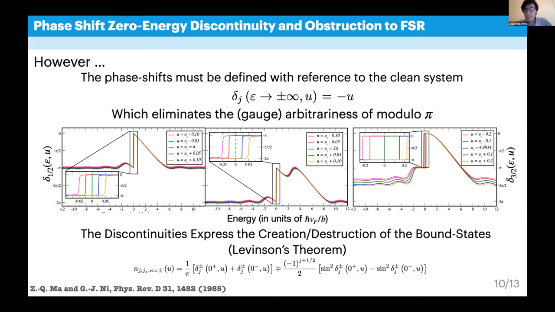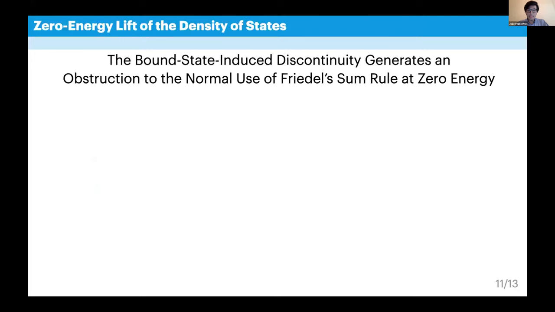And if we have a discontinuous function, then how can we differentiate it? How can we use the Friedel sum rule? So basically that's the point: this discontinuity, which is induced by the bound state but is a property of the scattering states, provides an obstruction to a normal use of the Friedel sum rule at that energy. All the others are fine, at that energy it's not.